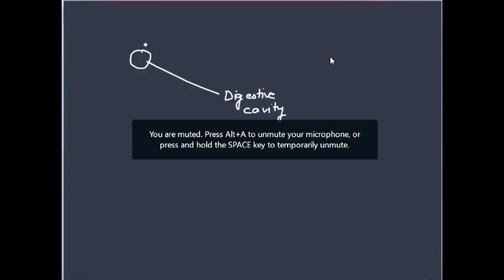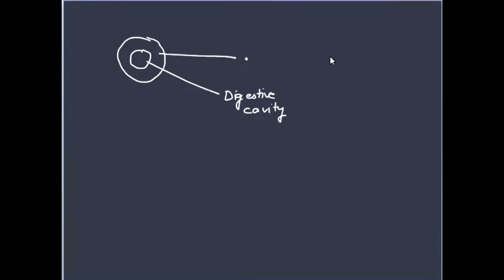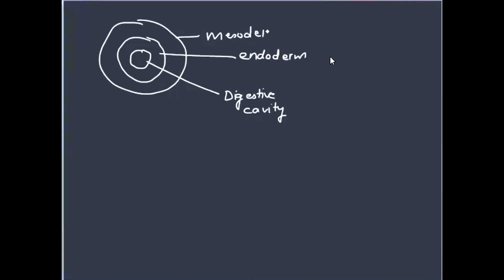Everybody should know about coelom. So what I'll do, let's say you have a condition like this where you have the digestive cavity. Right outside of it, you have the endoderm. Then you have a mesoderm. And finally, an ectoderm.